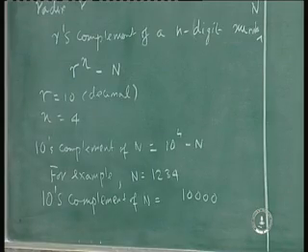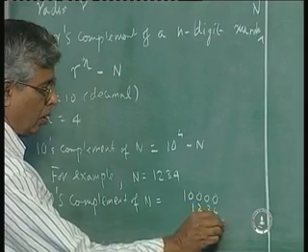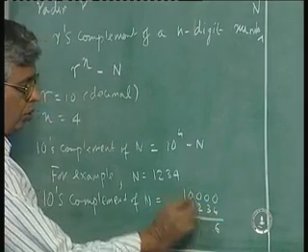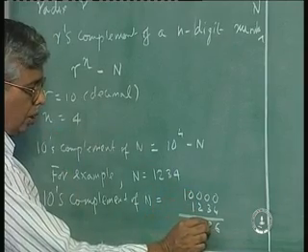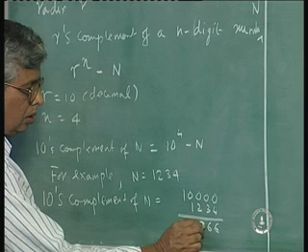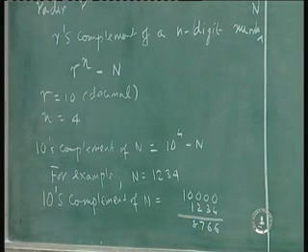10 power 4 is 10,000, is it right? Subtract 1, 2, 3, 4 from this. How much is this? 6. Is it 7? 8, 7, 6, 6.